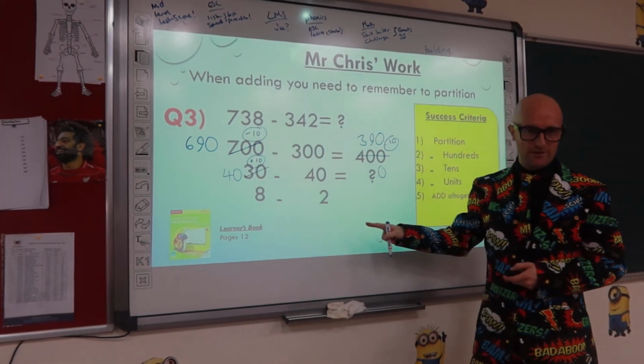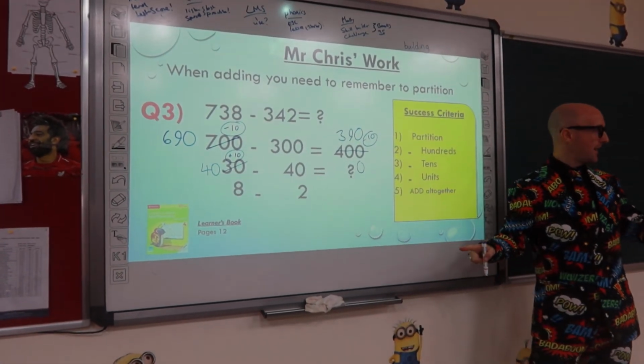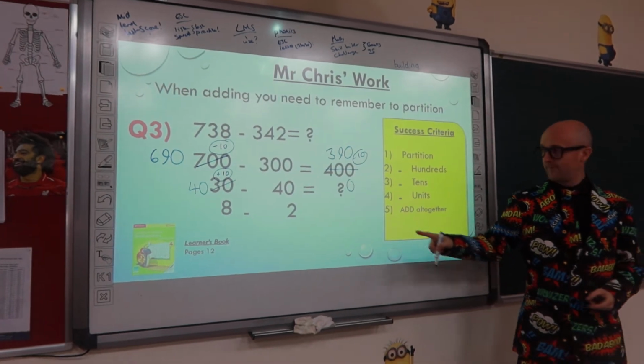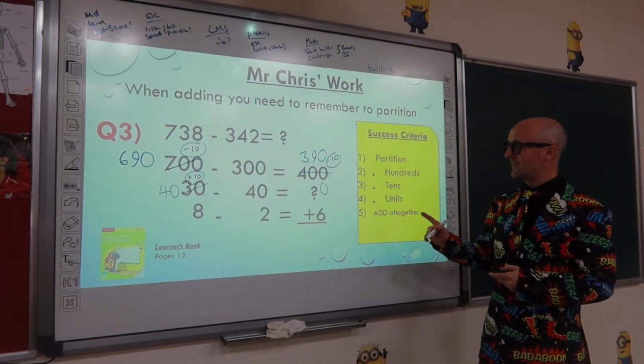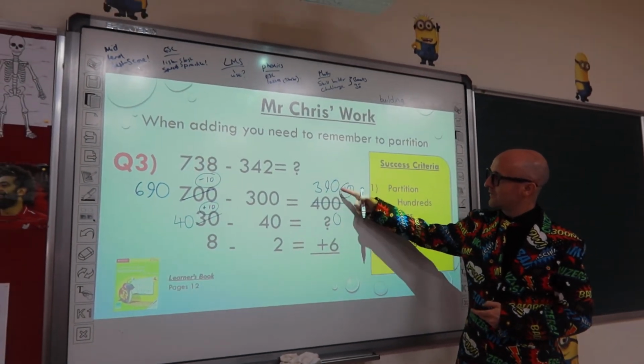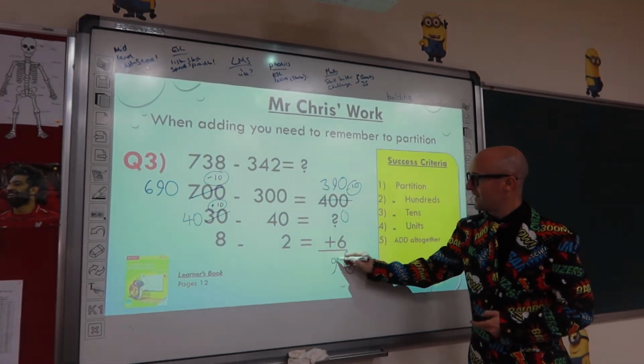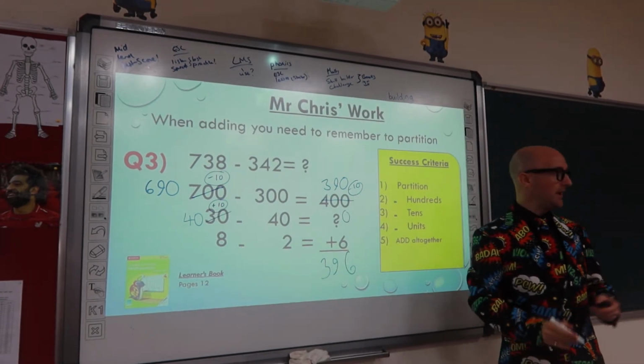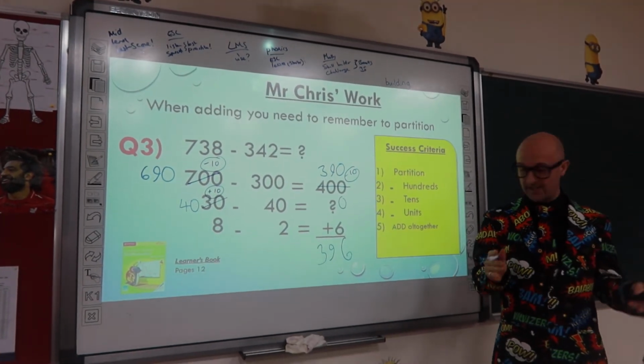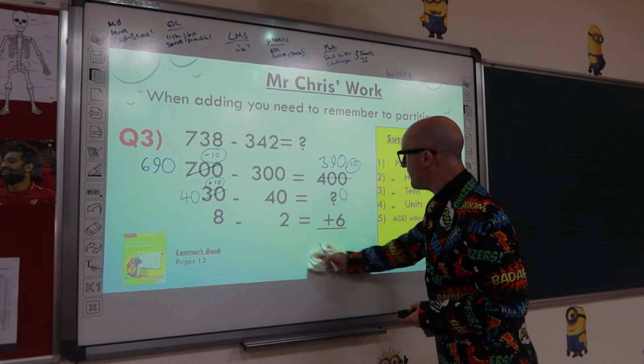8 minus 2, can we do that? What's the answer? 6. Right, so now it's 6. So now I can add. So 0 plus 0 plus 6 is 6. 9 plus nothing is 9. So the answer is 396. Right, we'll do one more.